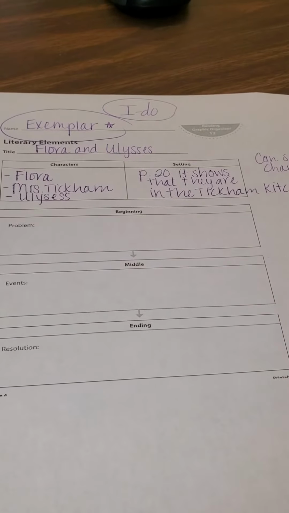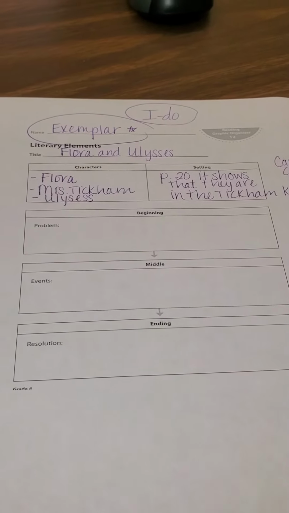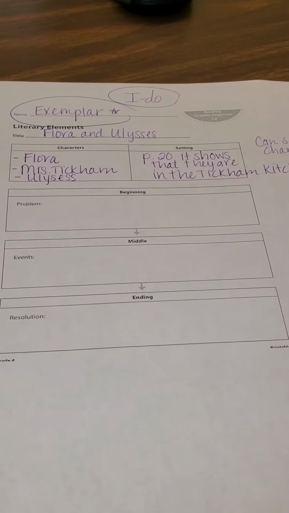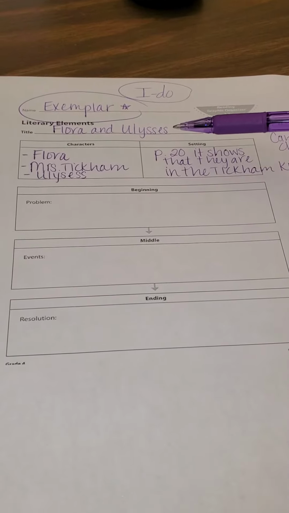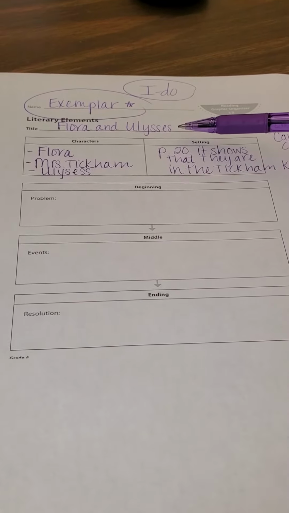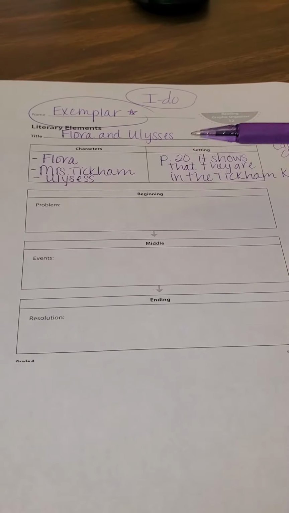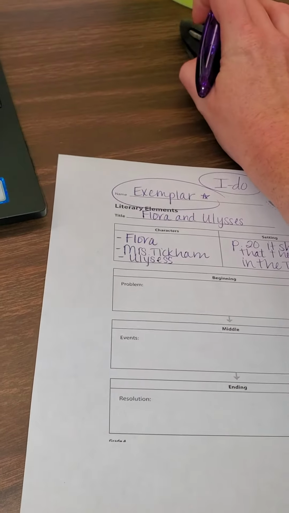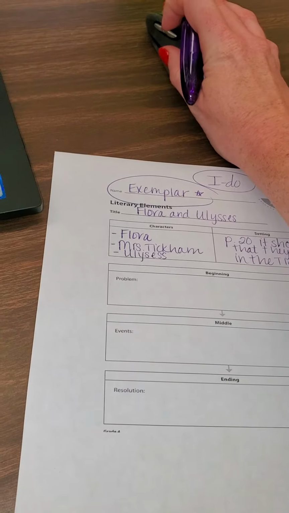Okay, guys, so today we're talking about literary elements, and this is my graphic organizer here, and you guys have something that looks similar to this on Google Classroom that I will post. However, you will be typing. And so we know that our title is Flora and Ulysses, okay?